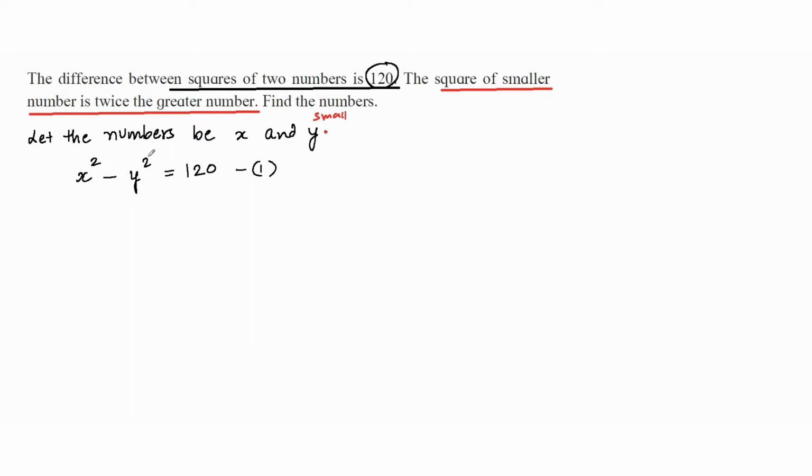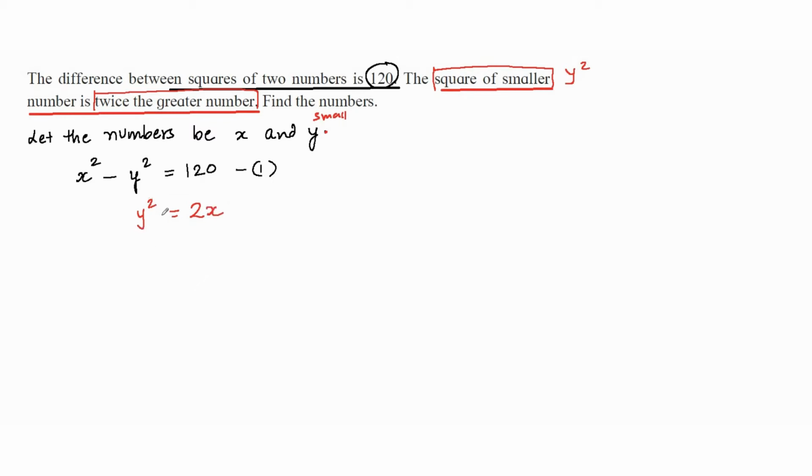The square of x is greater than the square of y, which means x is greater than y and therefore y is the smaller number. Now let's see what is given. The square of the smaller number, that is y square, is twice the greater number. That means y square is twice of x.